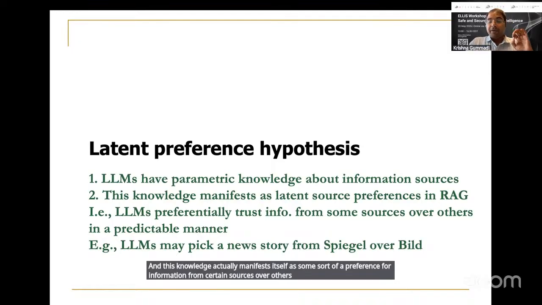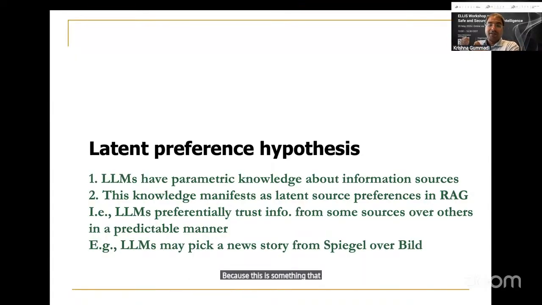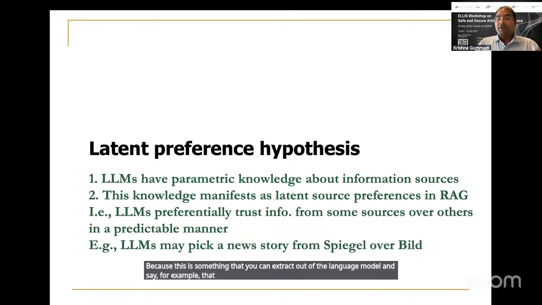That is, our guess is that LLMs would preferentially trust information from some sources over others in a very predictable manner, because this is something that you can extract out of the language model and say, for example, that an LLM will always pick a story from Spiegel over Bild.